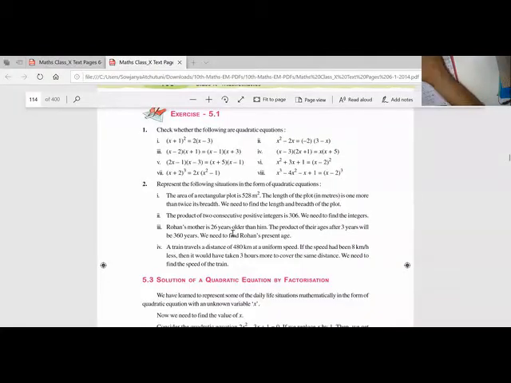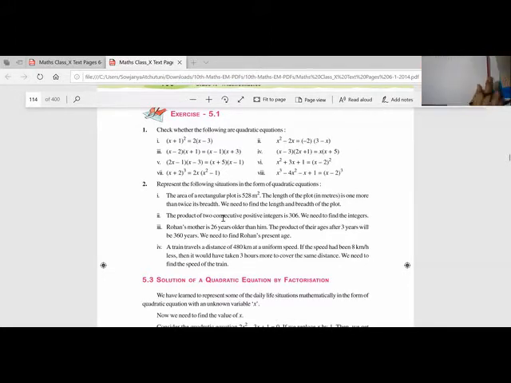Let us see the fourth problem. A train travels a distance of 480 kilometers at uniform speed. If the speed had been 8 kilometers per hour less, then it would have taken 3 hours more. So what is the speed of the train?